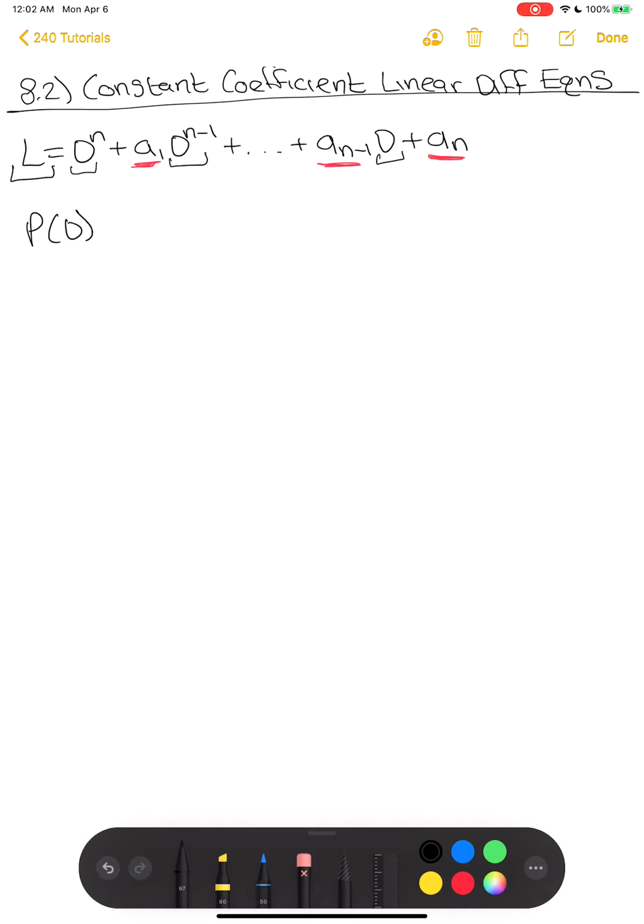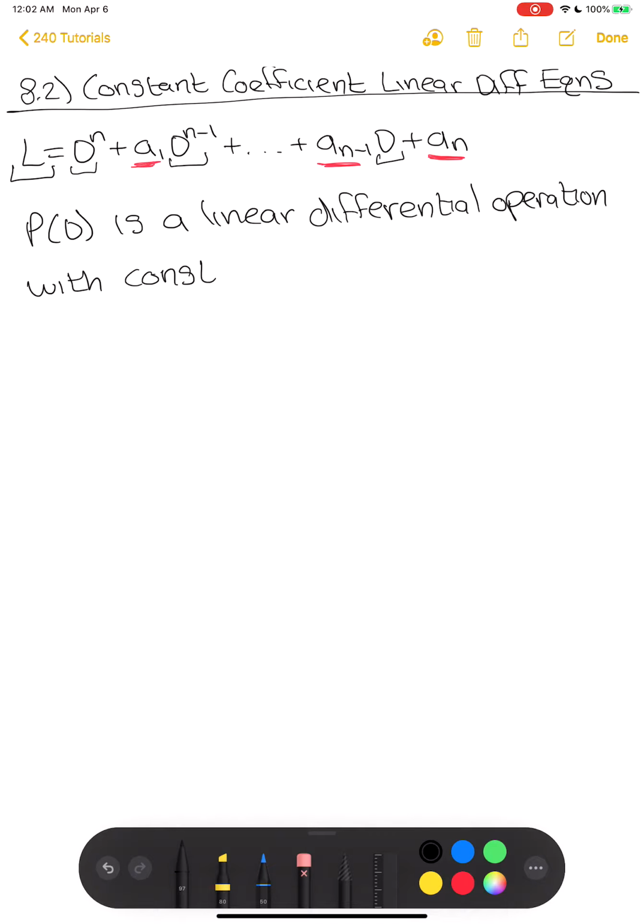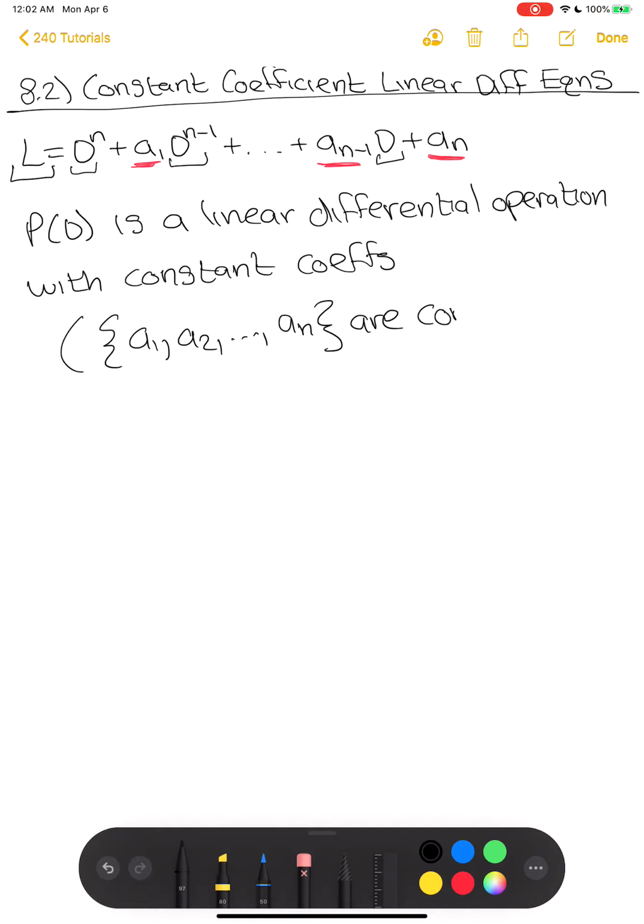And so we just define P of D, now another definition, as a linear differential operator. So it's exactly like L, with constant coefficients. So to write this more mathematically, we say that the set of A1, A2, all the way up to AN are constants, okay? Just real numbers. And then we give this special case a name, P of D, okay?